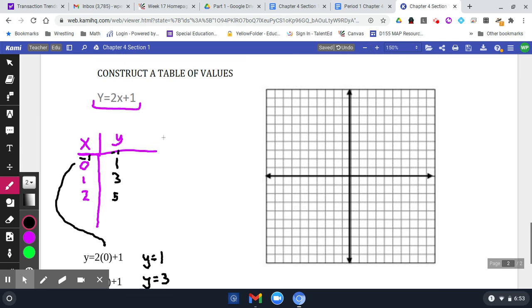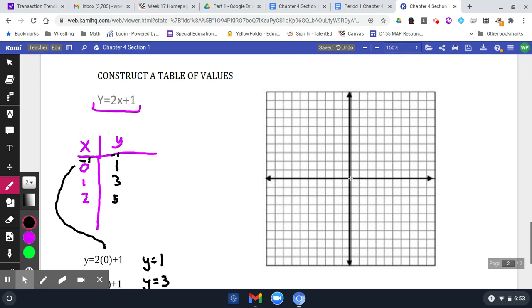Okay. So let's go ahead and plot this now. So we have 0, 1. So 0, I'm not moving at all. But then, let's go with red, I'm going up 1. So that is my first point. My second point is 1 to the right and then up 3. And then my third point is over 2: 1, 2, and up 5. There we go. Then I also could do -1, -1. And notice it makes a nice straight line. And there's our linear equation line right there. It goes through all the points perfectly.